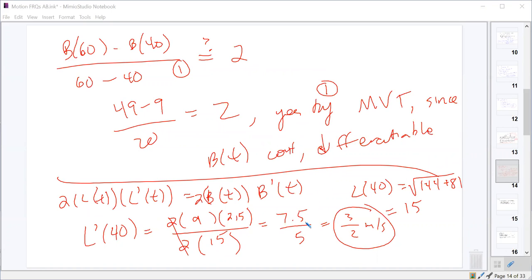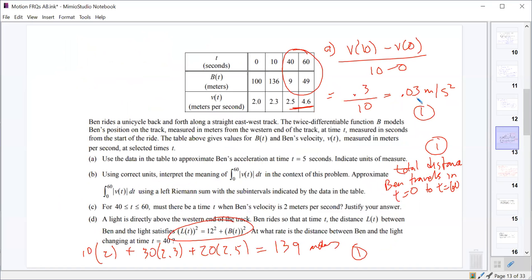And this was worth 3 points. 1 for the right derivative stuff, 1 if you were able to figure out what B prime was, so knowing that that was V of t, and 1 for the right answer here. So you'll note that that only adds up to 8 points for that problem. But the 9th point they gave, they said if you had the right units in either A or B, that was a 9th point. Good or no?